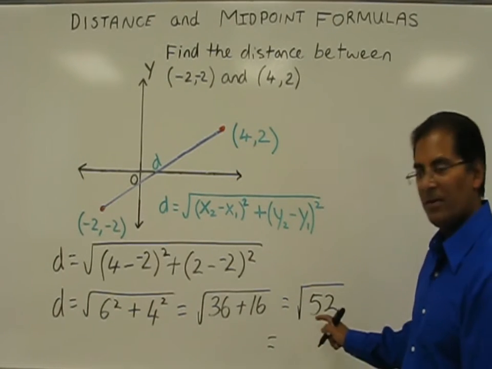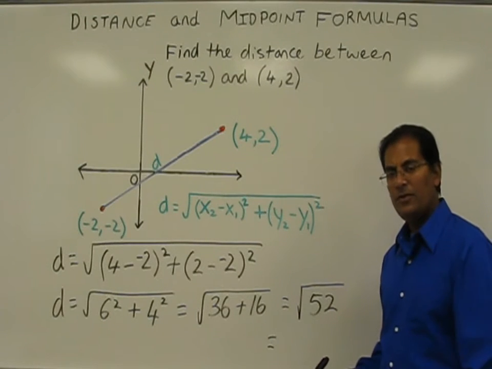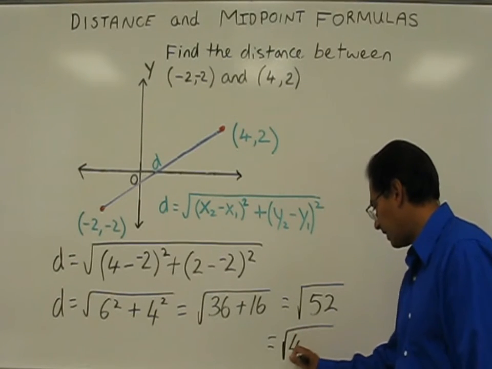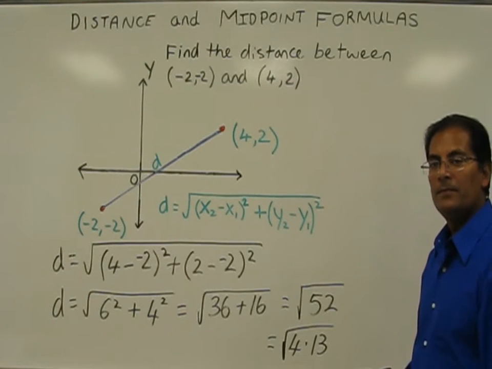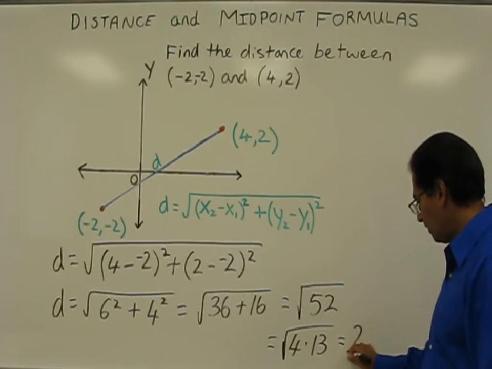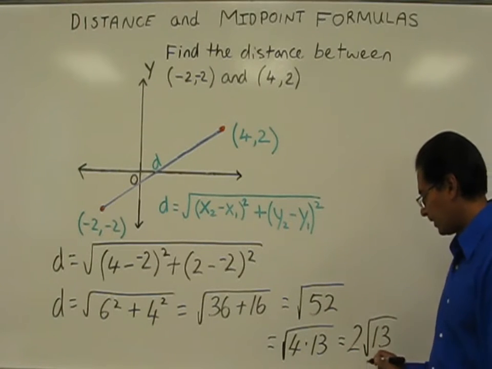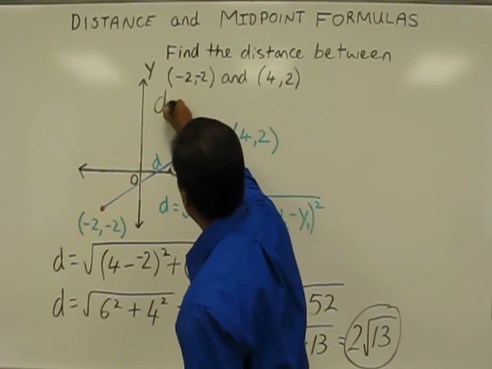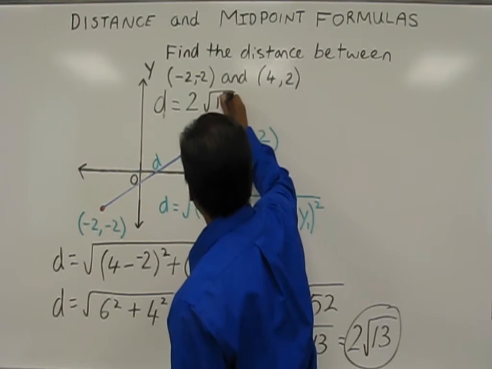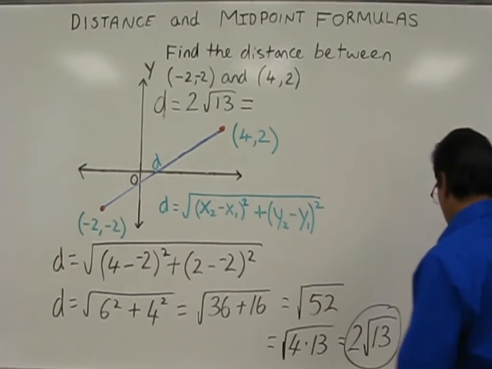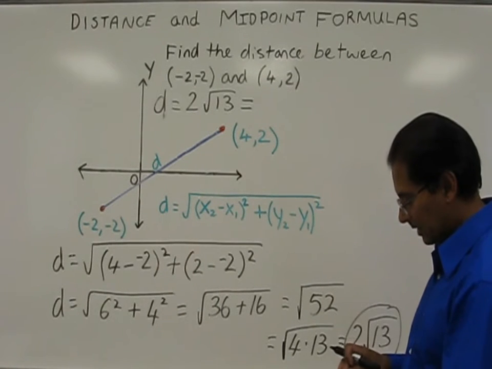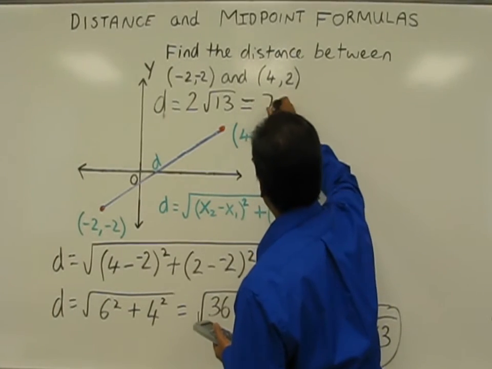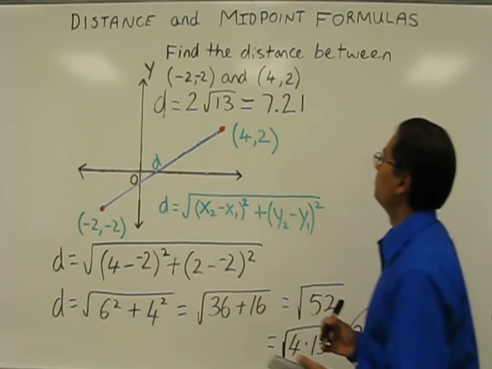Now, we can actually simplify this. Note that 52, if you think of 52, 4 goes into 52 13 times. So this is actually 4 times 13. And we can square root 4 as 2, so this is actually 2 root 13. So our answer is 2 root 13. So my distance I'm looking for is 2 root 13. Now, if you want a decimal equivalent of this, plug it in our calculator. 2 root 13. That's approximately 7.21, rounding that.